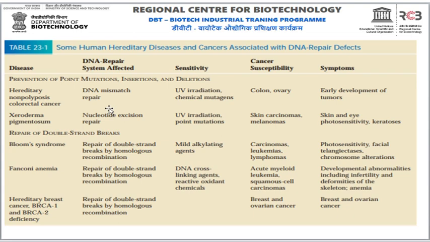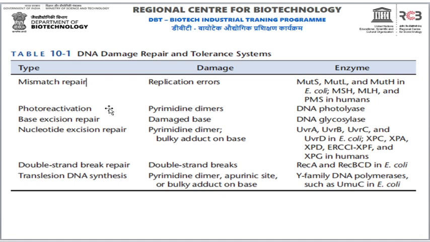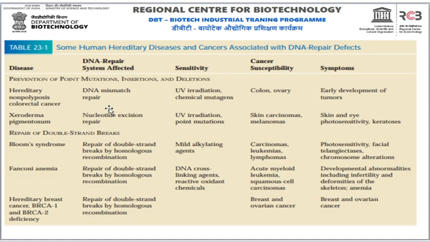Okay, so sometimes human diseases arise if this particular DNA repair system is not removing the damage that is caused by some other factor. So if the DNA mismatch repair system is not active or is disrupted, then it leads to the formation of hereditary nonpolyposis colorectal cancer. Okay, so this DNA repair system corrects the damage that is caused by UV radiation and chemical mutagenesis. So the person will have a cancer susceptibility in colon and ovary.